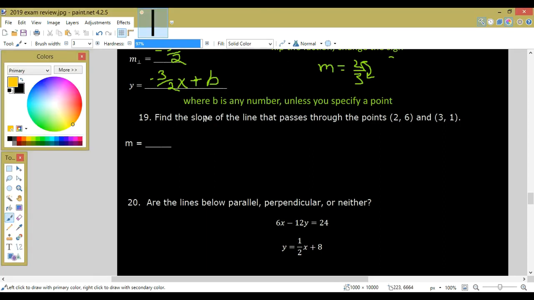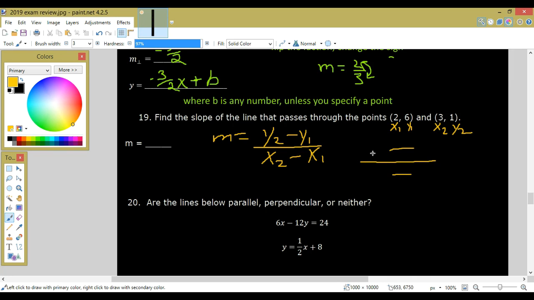Number 19. Find the slope of the line that passes through the points (2, 6) and (3, 1). So we need to find this equation, m = (y2 - y1) / (x2 - x1). This formula will be on your formula chart for the tests. The next thing you want to do is label your points. We have x1, y1, x2, y2. And then we just plug these numbers into this formula.